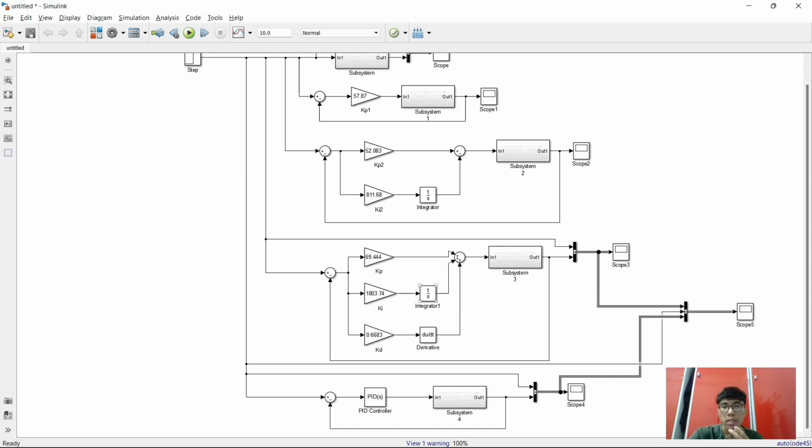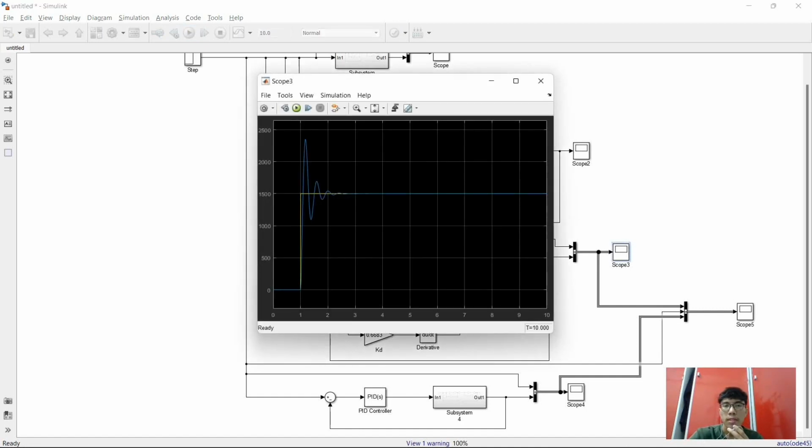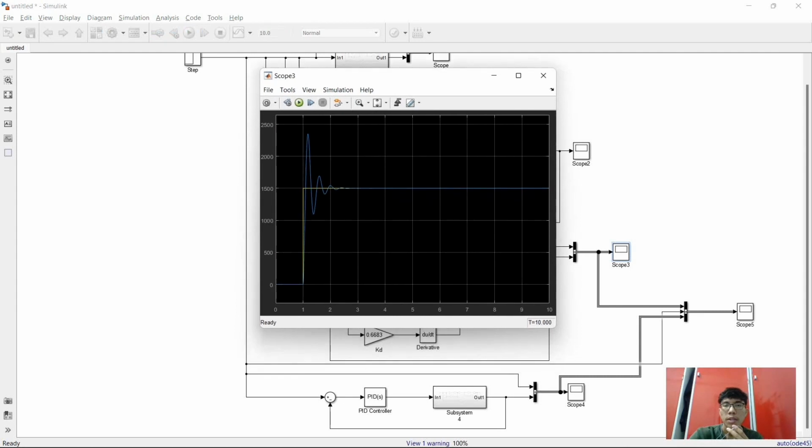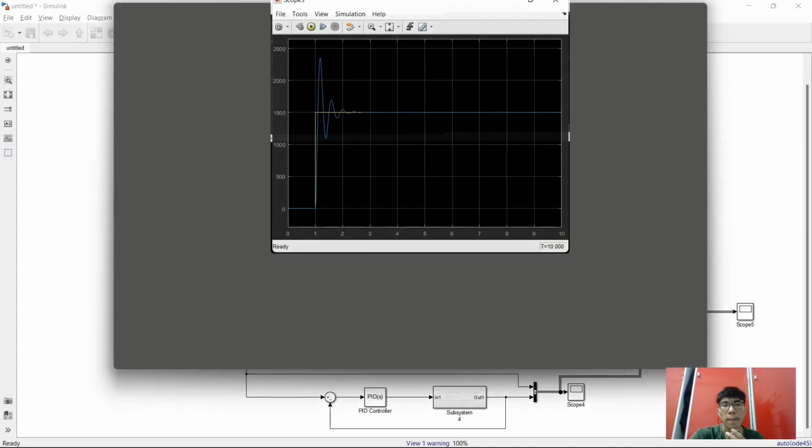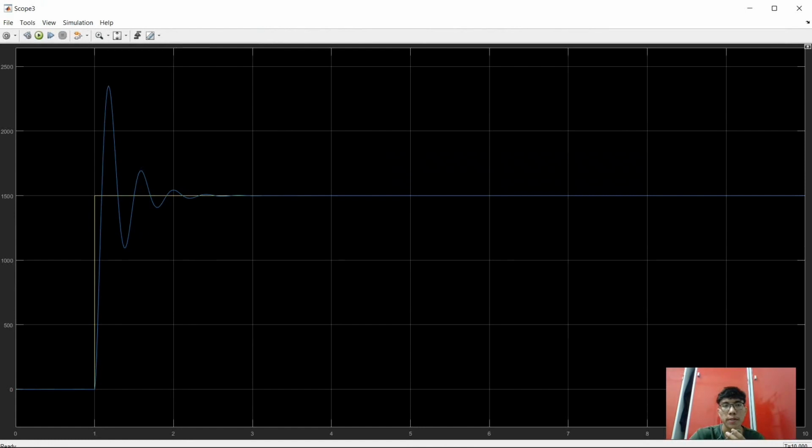Okay, this is the integrator we need to integrate, and this is the derivative. After that we go through the subsystem, and then we run again, so we can get this circuit. This is the PID controller response for manual tuning using MATLAB, as you can see here.